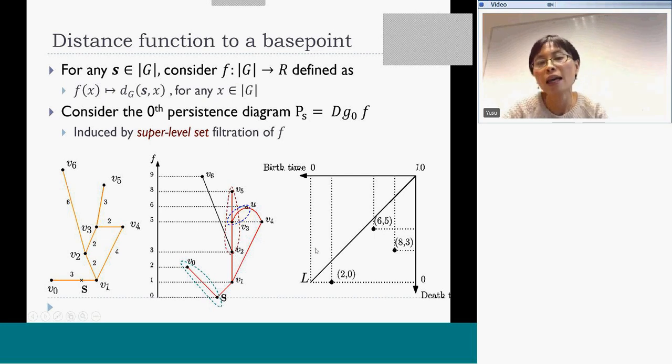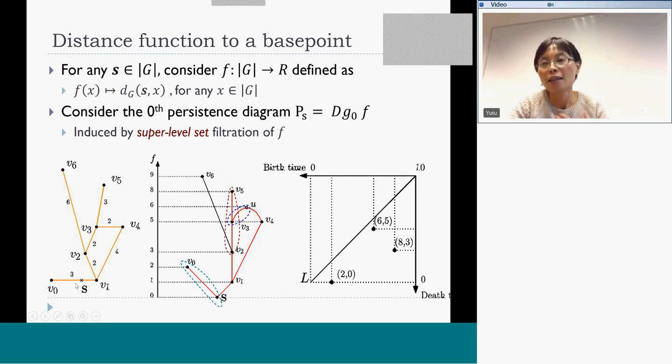Okay, and in this persistence diagram, every point just encodes such a birth and death event. Like this one corresponds to a new connected component created once we pass through the maximum U, and this component merges into another one at the time when we pass through V3 of height 5. Similarly for the other component. So this persistence diagram just provides a topological signature of this function with respect to the base point of F.